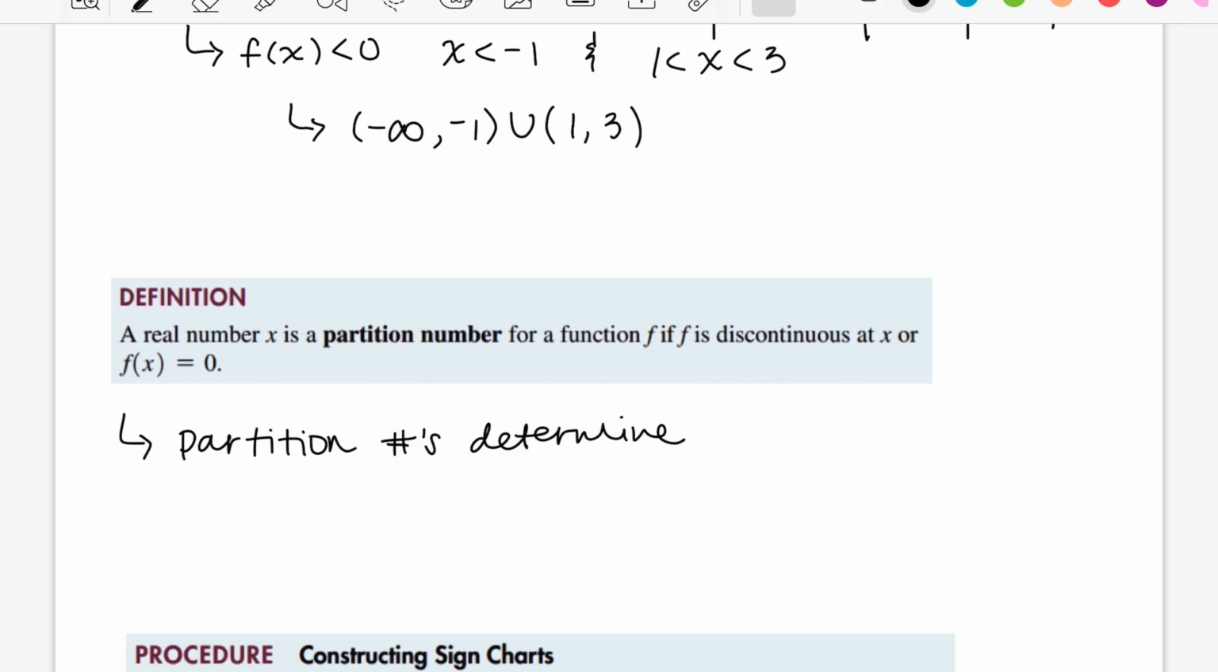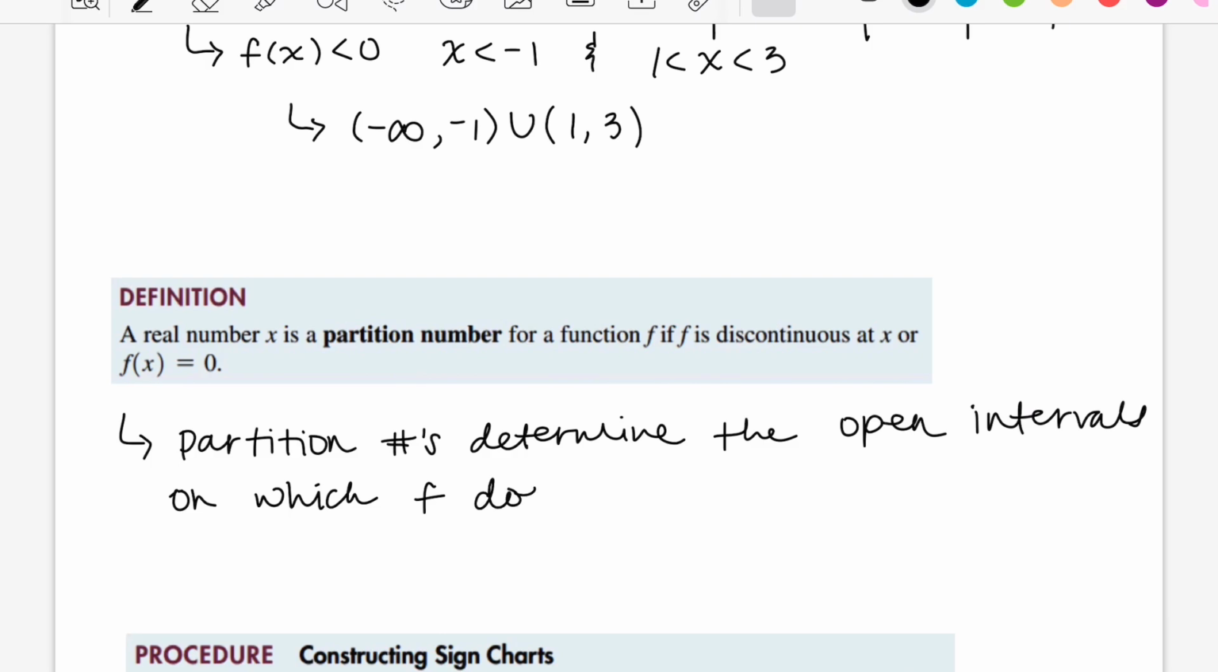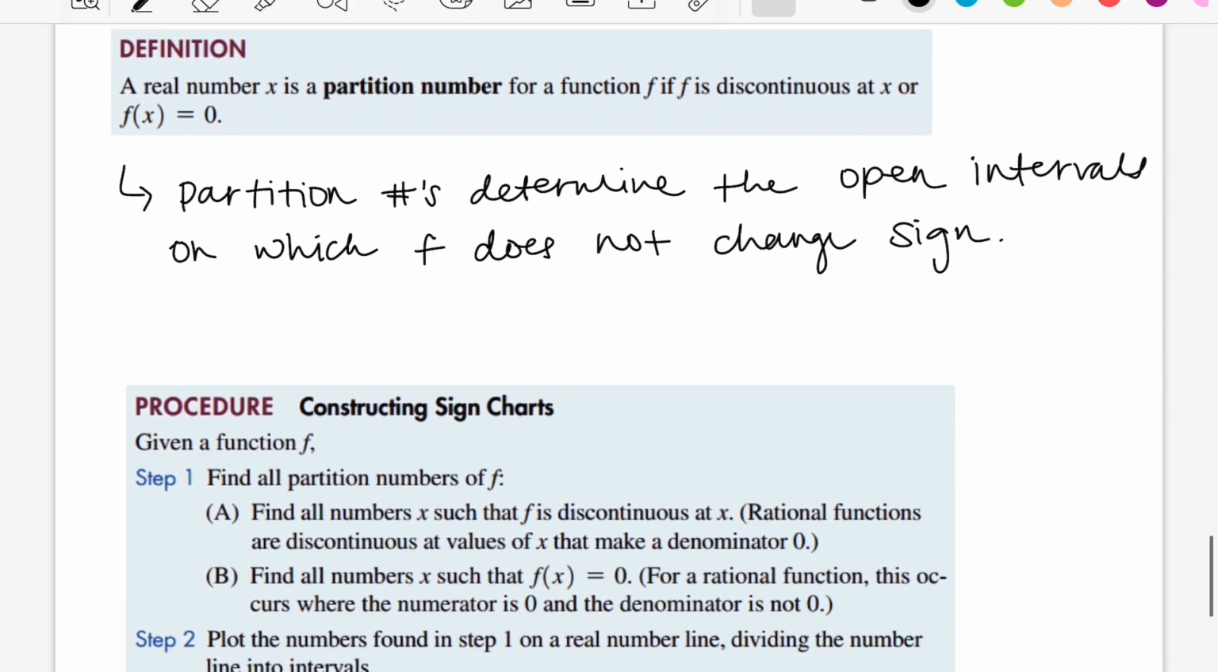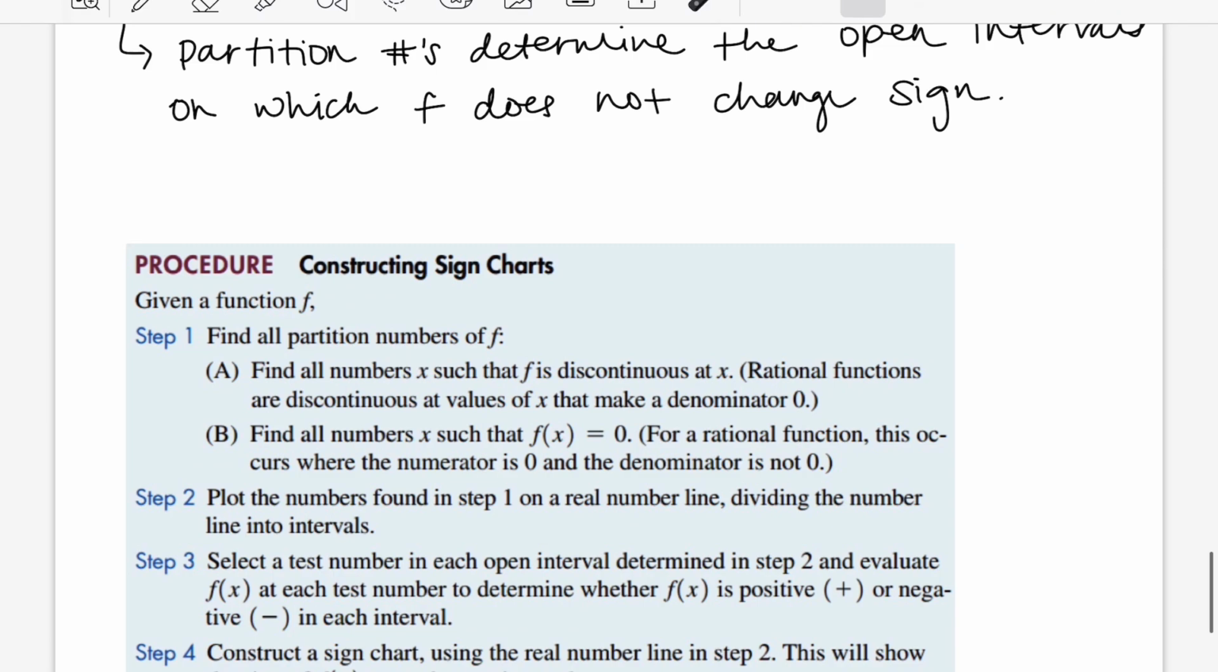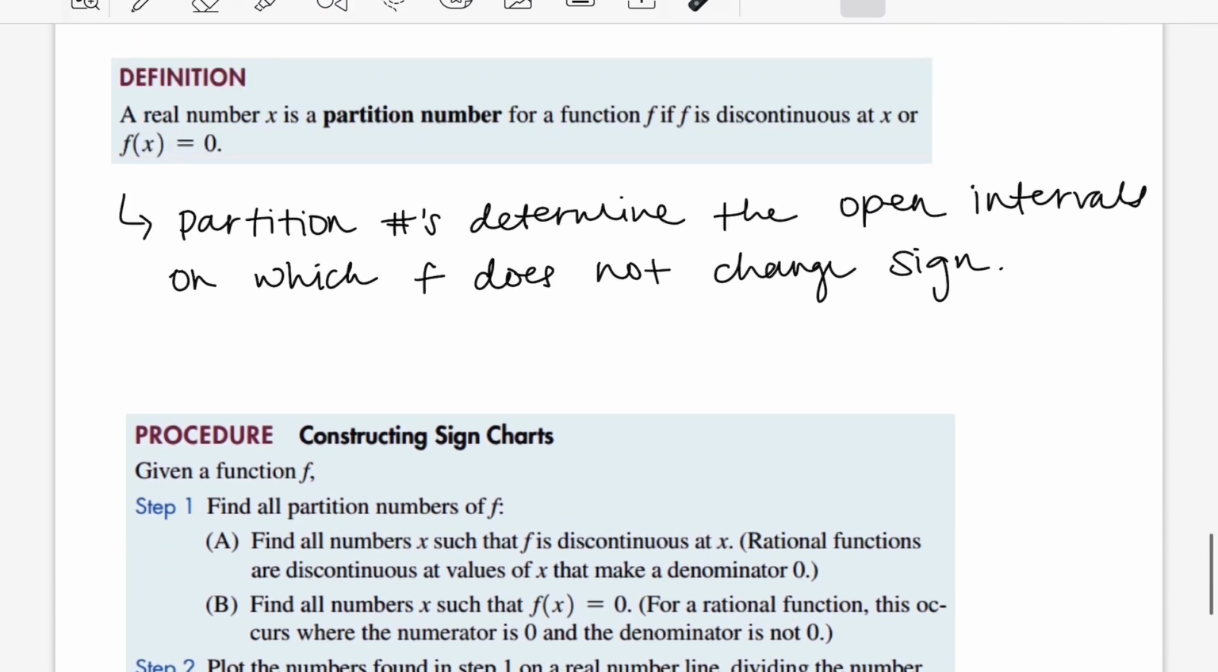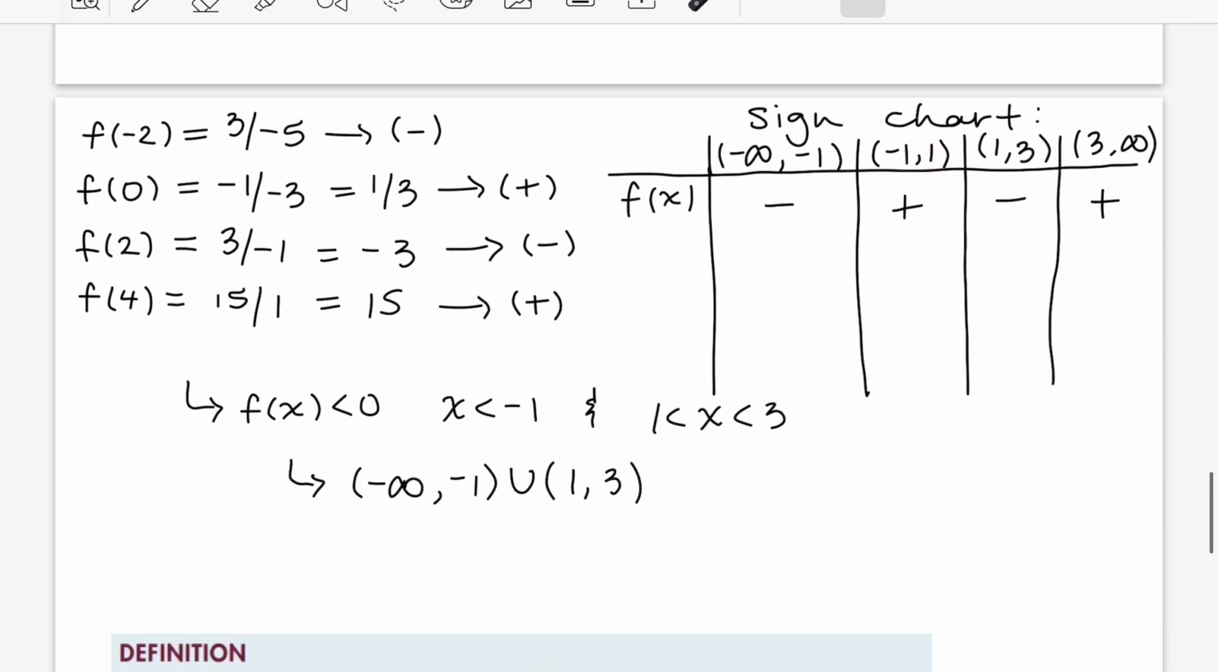Our partition numbers will determine the open intervals on which our function does not change sign. All right, and then this here is our procedure for constructing sign charts. This is the procedure we followed to find our sign chart in this last example.